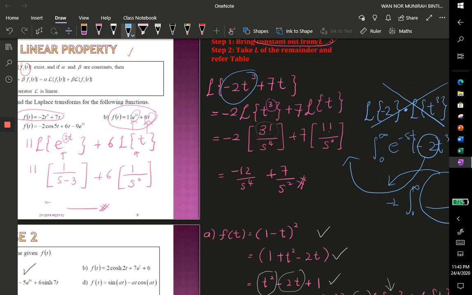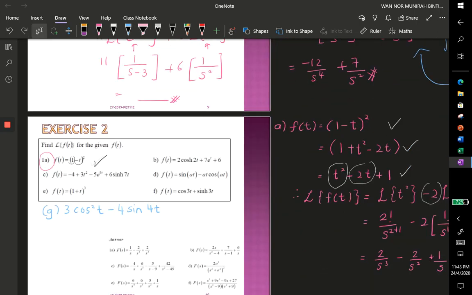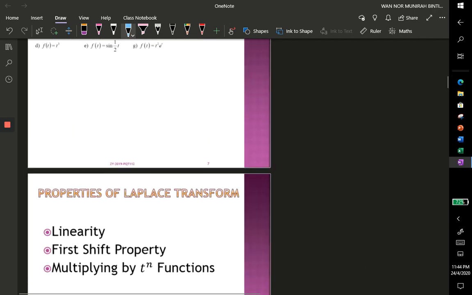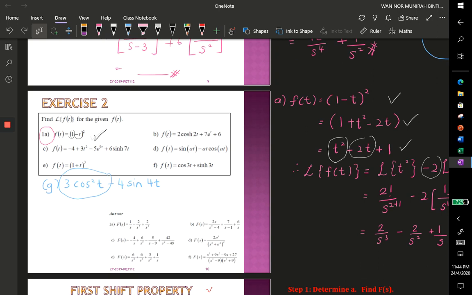Okay, another example. I add one more example here. Let's say you have 3 cos squared t. Note that 3 cos squared t does not exist in your table of Laplace transform. Look here. You don't have cos squared t. We have cos at, where a is a constant, and cosh at. You don't have cos squared at. So what you need to do is apply the trigonometric identity first. For this example, you need to expand the function and simplify it.